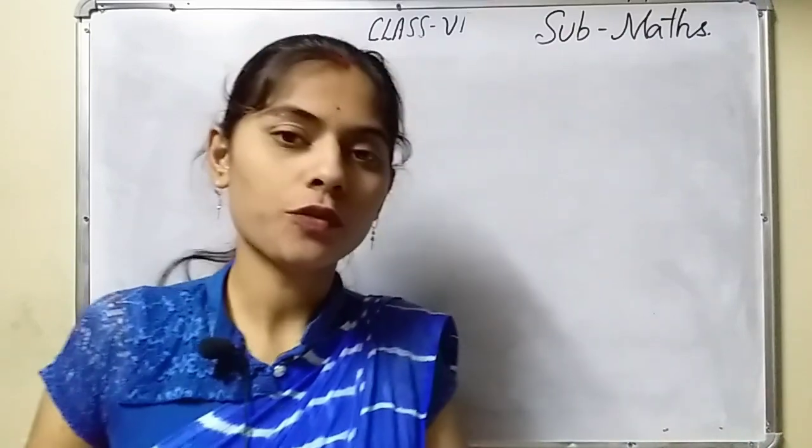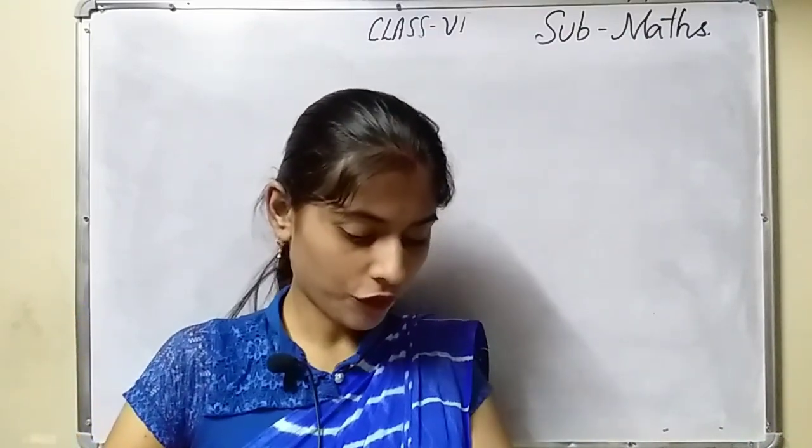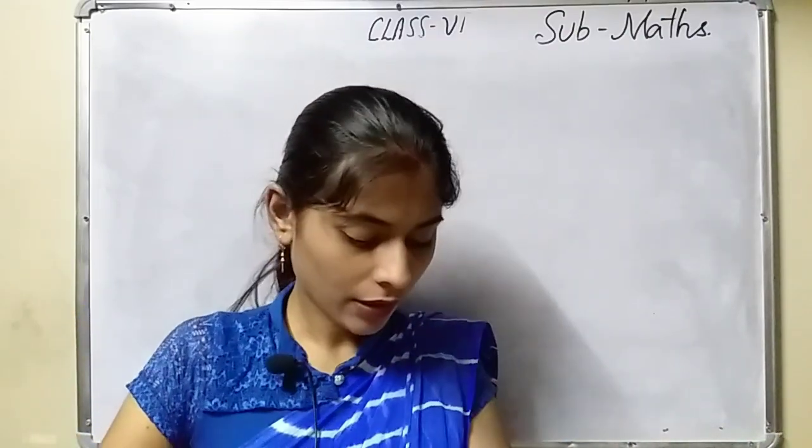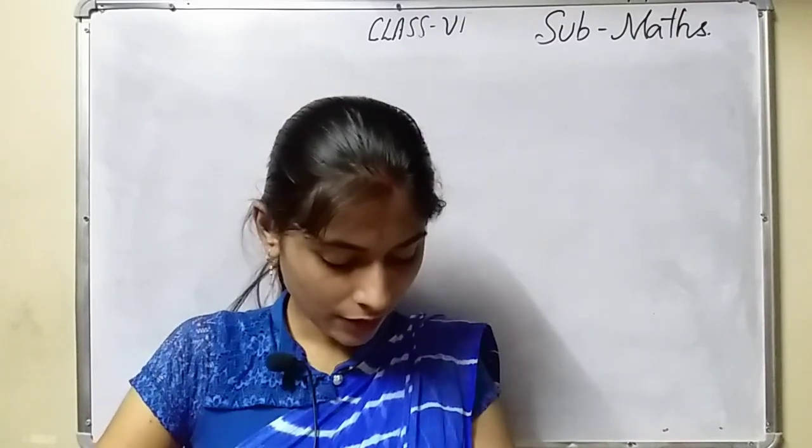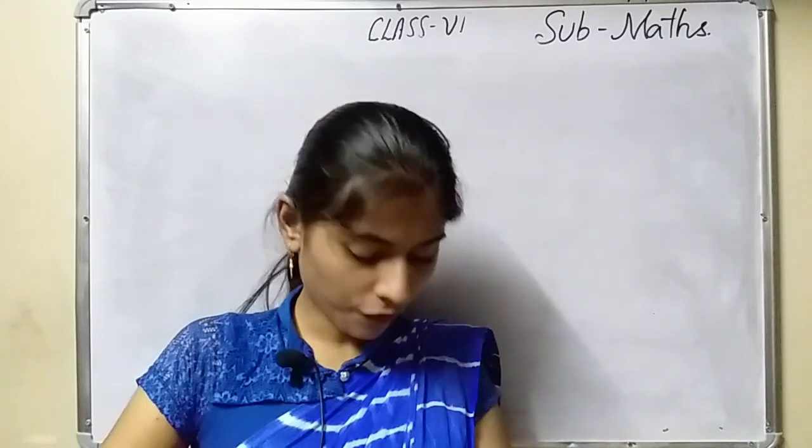See, exercise 2G we have completed. Half the questions, up to the third question, we have completed: identify numbers divisible by 11. Now today we will start our question number 4.